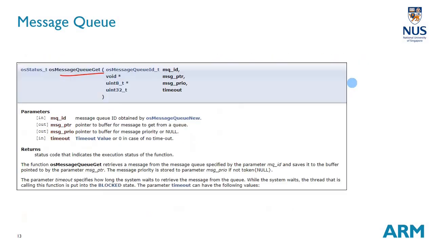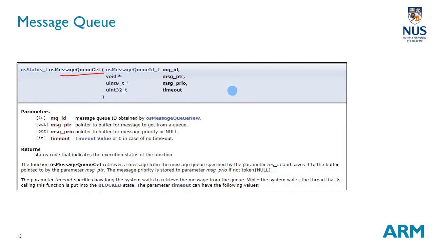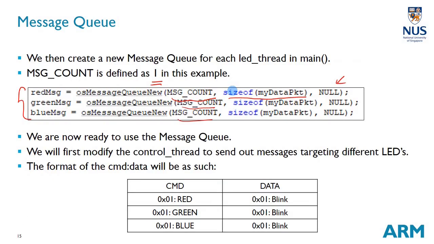If I look back here, you can see that the last parameter, which is attributes, we just keep as null, and that works for most of our cases. Once we have created the OS message queue new, we are now ready to use the message queue.